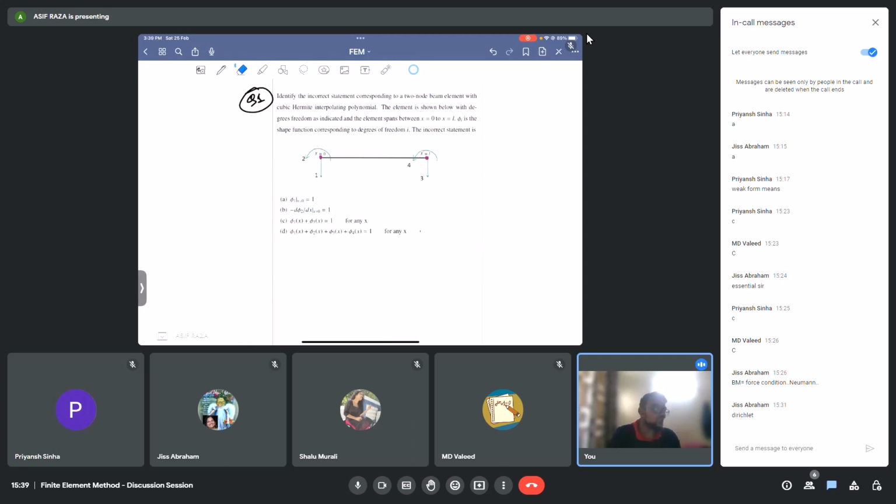So the first question was, identify the incorrect statement corresponding to a two-node beam element with a cubic Hermite interpolating polynomial. The element is shown below with the degrees of freedom as indicated, and the element spans from x equal to 0 to x equal to L. Phi i is the shape function corresponding to degree of freedom i. The incorrect statement is... I think you guys already know the answer. I would like to know what's your view.